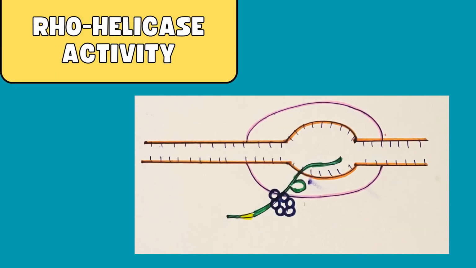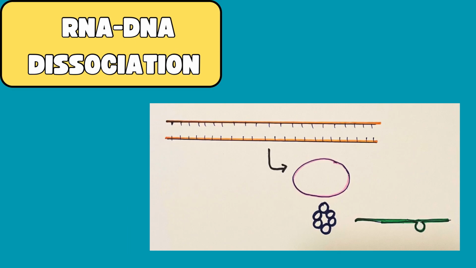Rho helicase activity. The Rho protein utilizes energy from ATP hydrolysis to move along the RNA transcript towards the RNA polymerase that is paused at the termination signal. RNA-DNA dissociation. As the Rho protein catches up to the RNA polymerase, its helicase activity will unwind the RNA-DNA hybrid. Once the RNA-DNA hybrid is unwound, the RNA transcript is released from the RNA polymerase. The Rho protein will continue to move along the RNA and finally dissociate from it. With the release of the RNA transcript, the transcription of the gene is terminated.